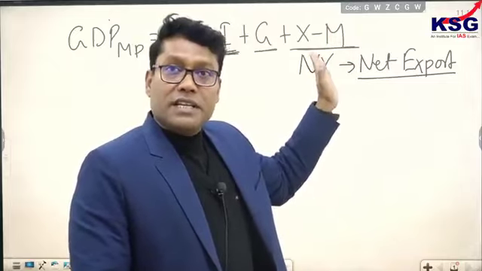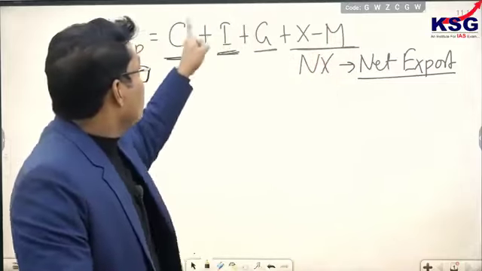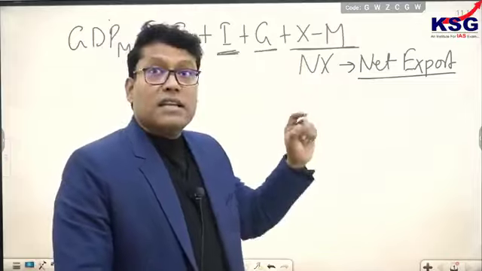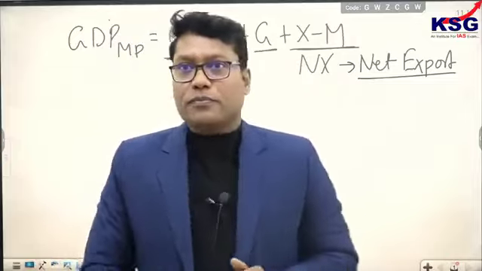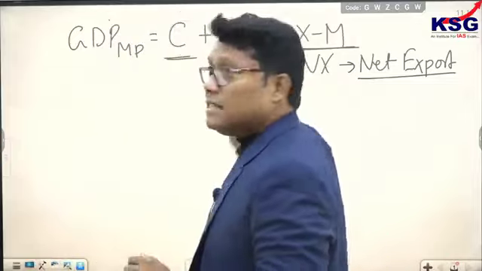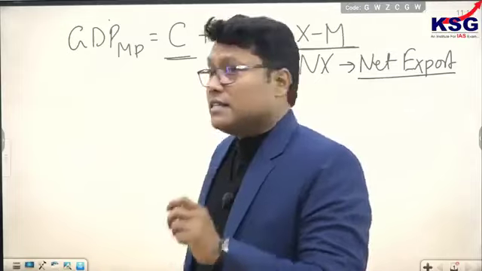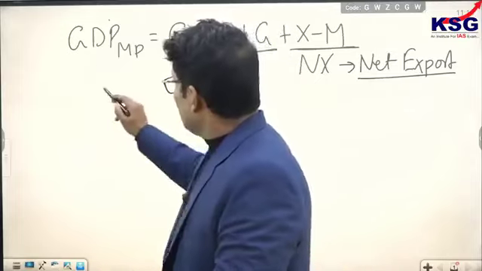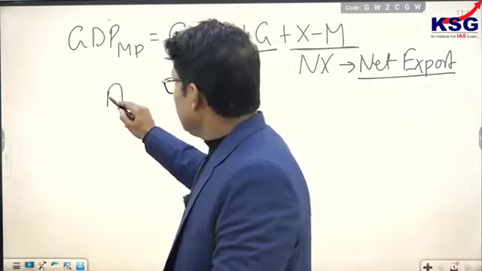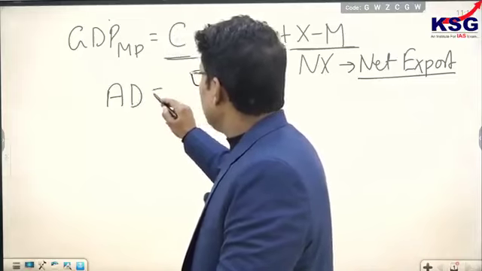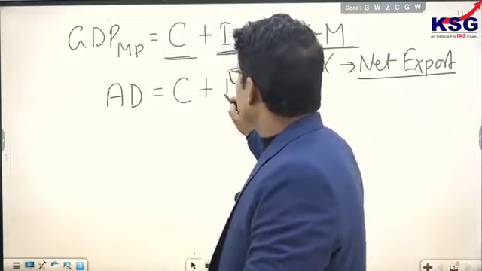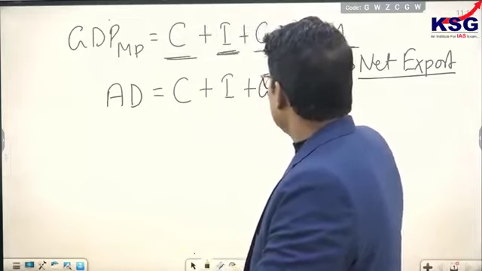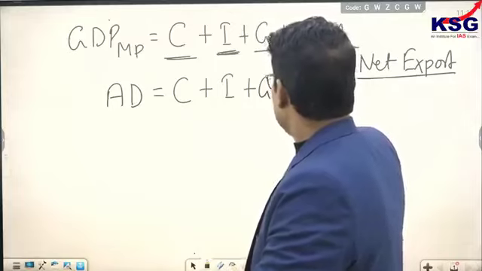So when you subtract imports, the whole expression, if you add it up, gives you the aggregate demand also. This is known as an identity, not an equation. So we can also write that it represents aggregate demand. Aggregate demand equals C plus I plus G plus NX. NX means net exports.